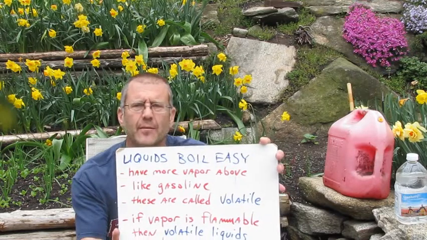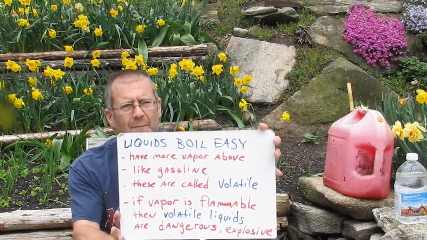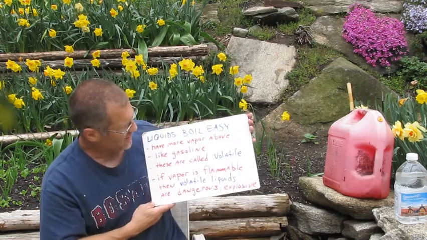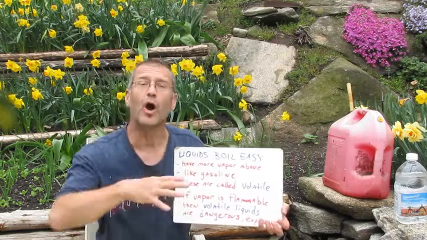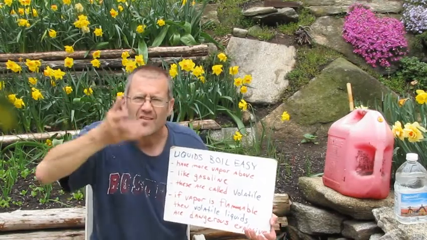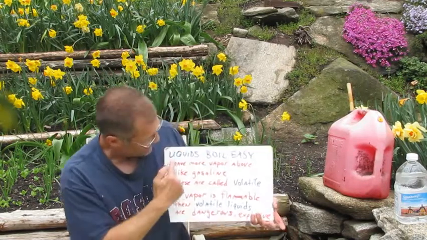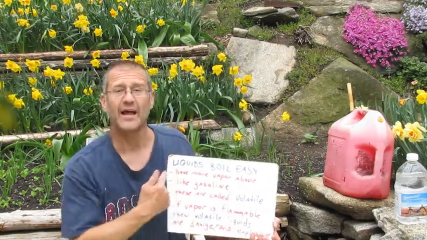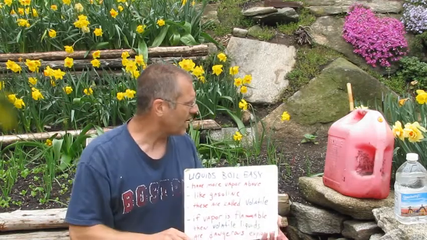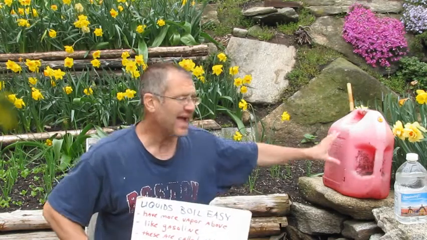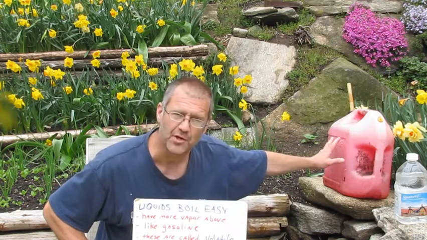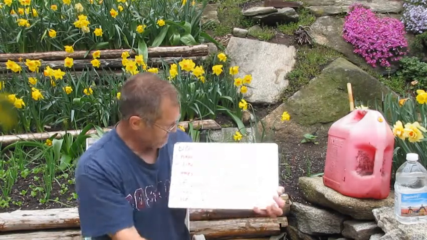Liquids that boil easy have more vapor above them, right? They boil easy, so it doesn't take much energy to get the vapor above the liquid. So they have more vapor above the liquid, like gasoline. When you go into your garage and it stinks like gas, why is that? You didn't spill it, right? It's because gasoline has a high vapor pressure. It means at any given temperature, there's a lot of the liquid that's released as vapor. Gasoline boils easy.